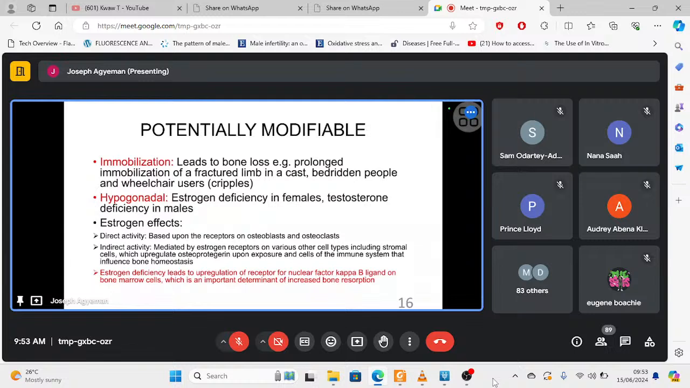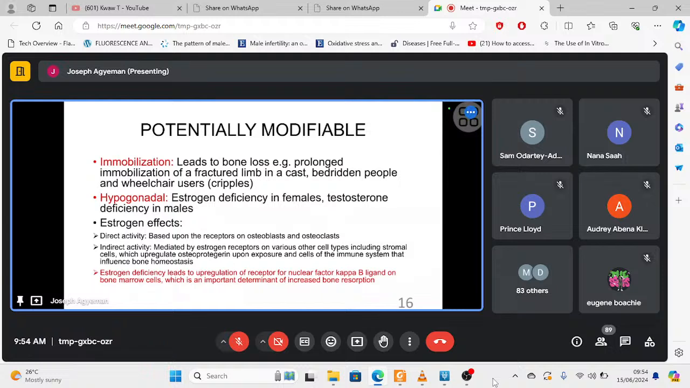Immobilization, I've mentioned that one. Hypogonadal problems. So estrogen, testosterone, numerous effects of estrogen when it comes to bone strength and bone formation. So for example, if from hypogonadal problems you are having a reduced amount of estrogen, look at the benefit of estrogen. The direct effect of estrogen when it comes to bone is that it can increase osteoblastic activity whilst decreasing osteoclastic activity. That is the end result of estrogen's effect.